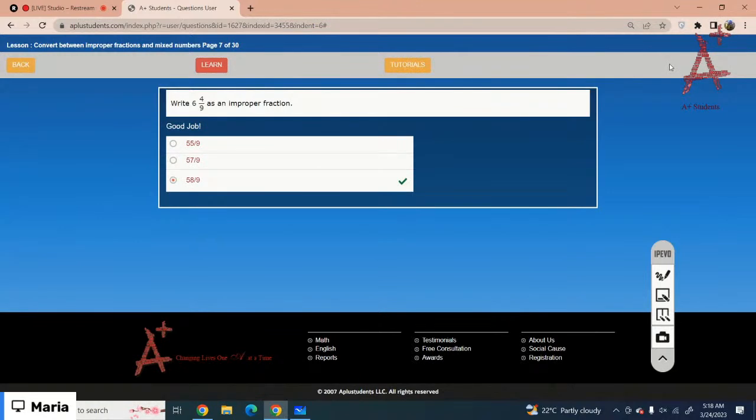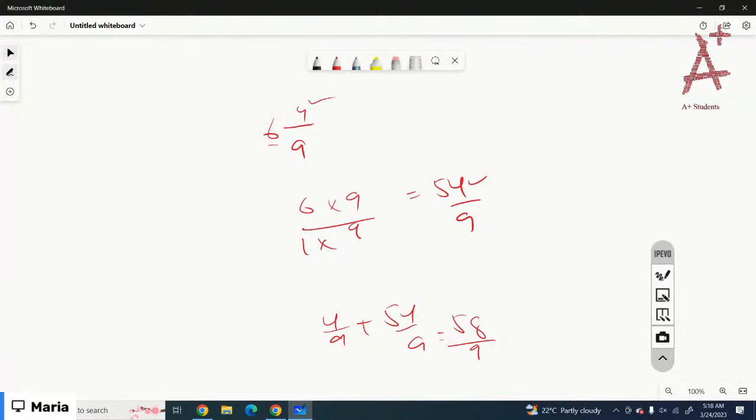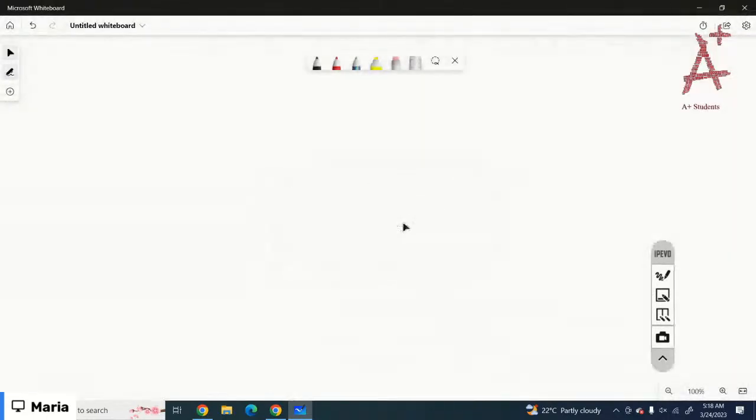Okay. The next one is write 5 whole 1 by 3 as an improper fraction. So you have to write down 5 whole 1 over 3. Okay, let me just write it down on the board, then we'll start. Here you have 5 whole 1 over 3.